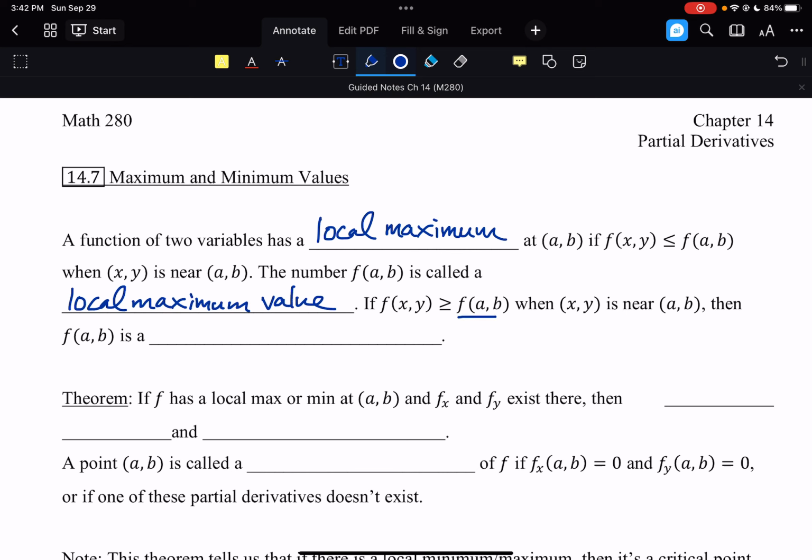Similarly, if f(a, b) is smaller than all of the outputs near (a, b), so if f(a, b) is smaller than everything in its immediate vicinity, everything around it, then f(a, b) is a local minimum value.